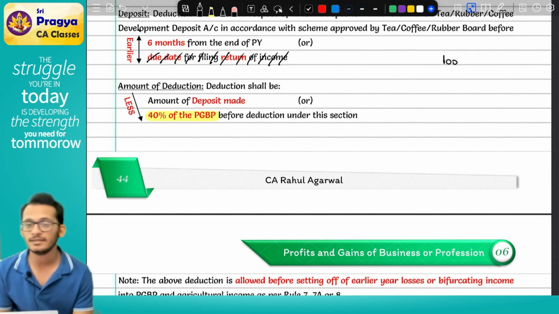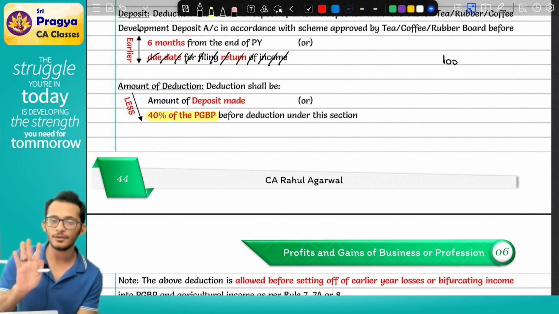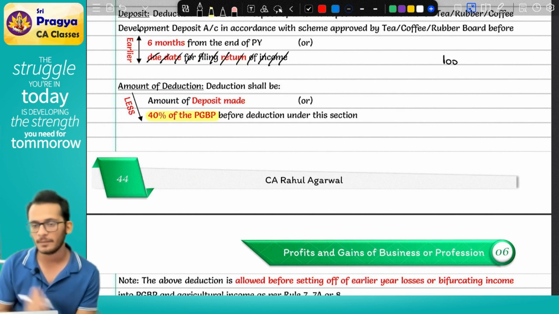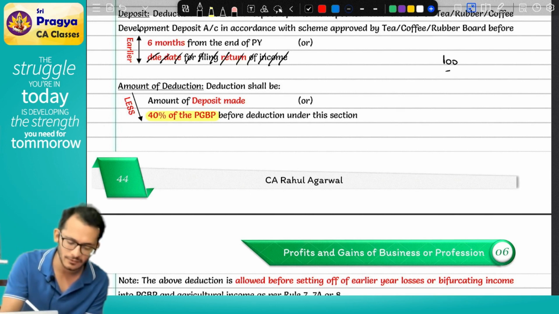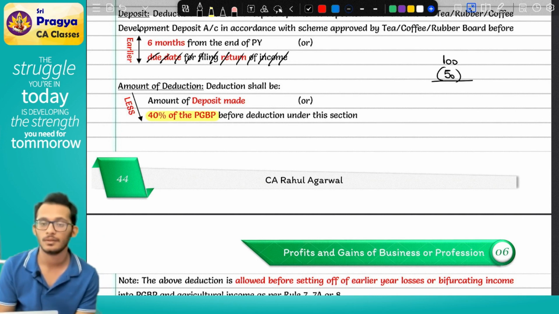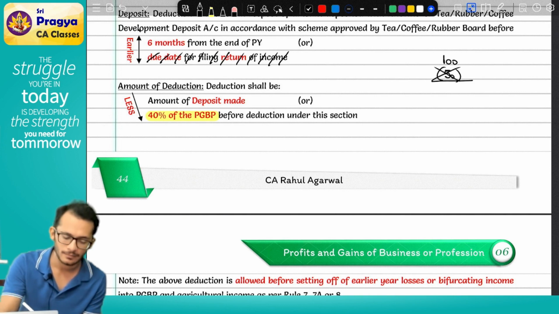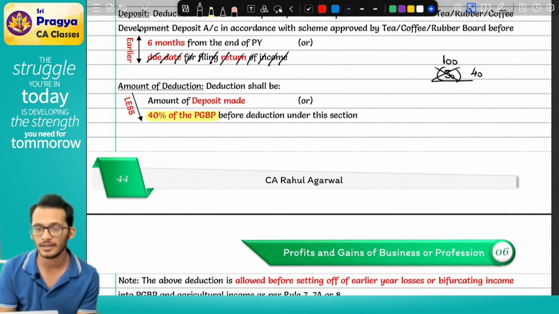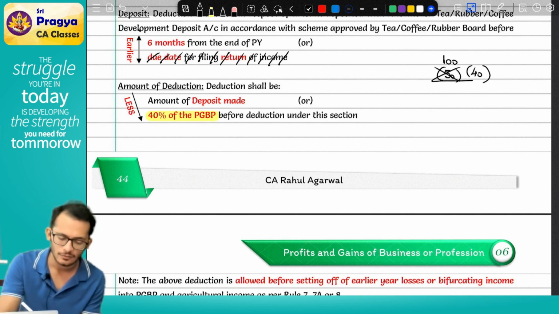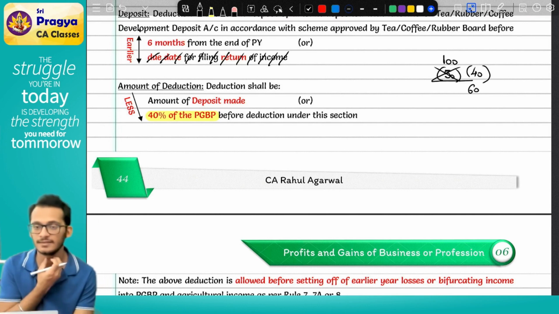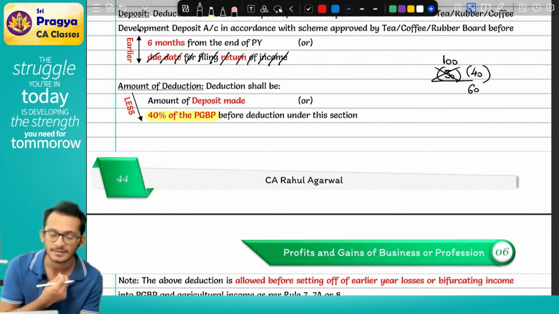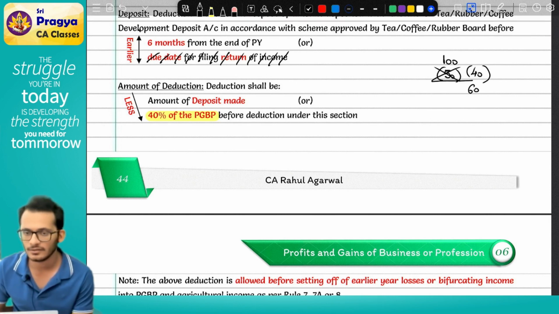Okay, this year I decided to deposit 50 rupees in the tea development account. I will get a deduction of only 40. Which means I have to offer 60 to tax. This is what the rule says.